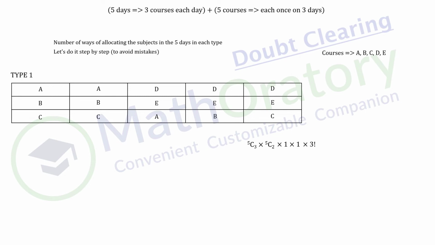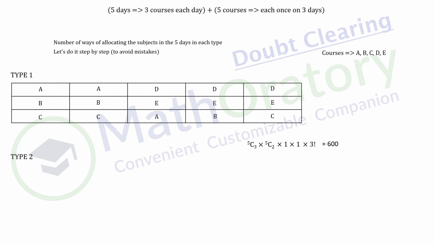So correspondingly, you have 3 factorial different ways. So you have a total of 600 different allocations of this type, where three specific courses will be repeating on 2 days, and automatically the rest of it will happen. So this is the allocation. Again, remember, we have not completed this.